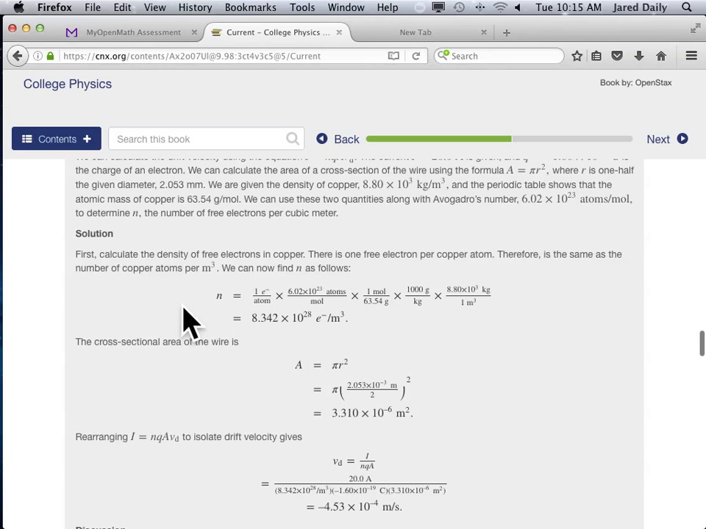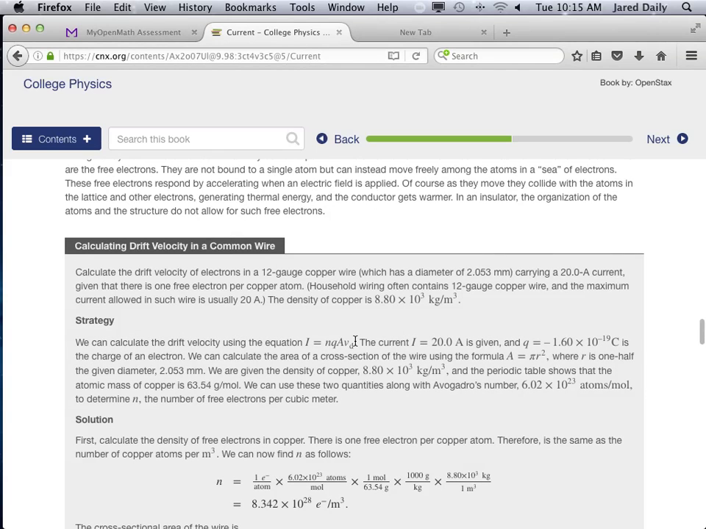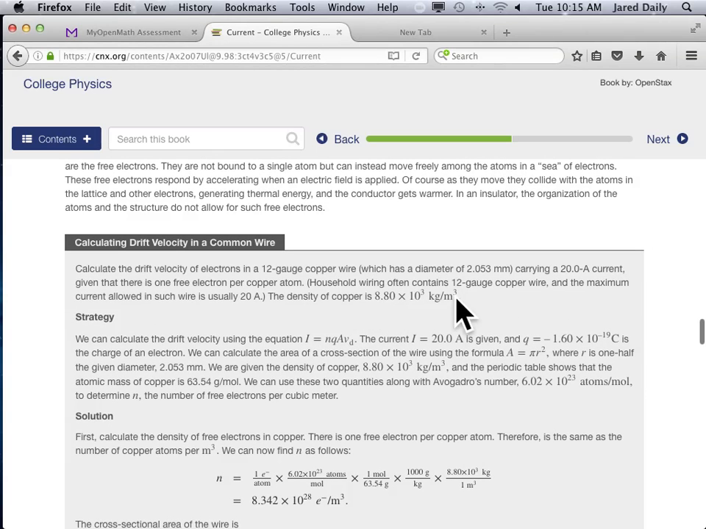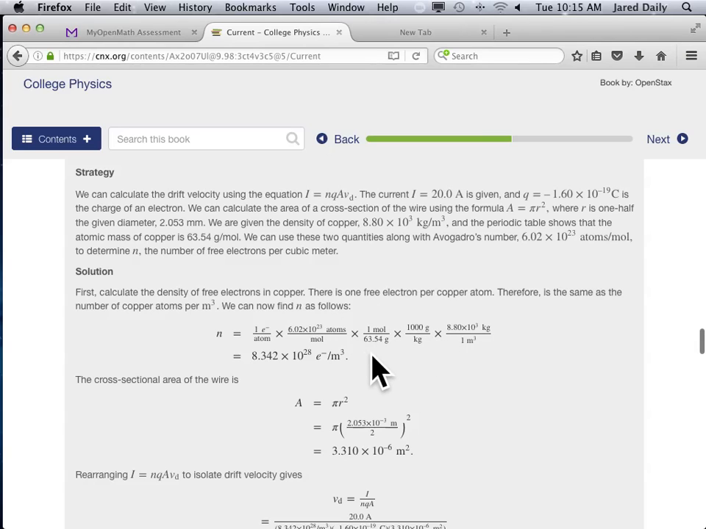So here's a solution. First of all, we're going to calculate the number. It's 1 electron per atom. There's the number of atoms per mole, so there's 6.02 times 10 to the 23 atoms per mole. And then the molecular density of copper, we have 1 mole per 63.54 grams. That's the molecular density. They didn't give it to us; they gave us the regular density, and we convert it using the molecular weight from the periodic table.